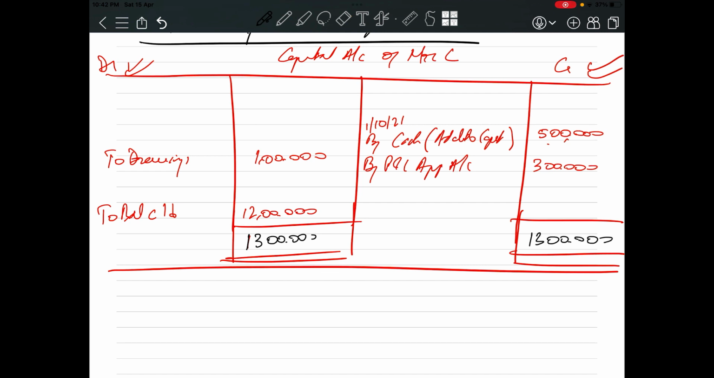Now see, there is a difference of 5 lakhs. Okay, 13 minus 8 is 5. There is a difference of 5 lakhs. So what is this difference? This is the opening balance. Okay, by balance BD. So this is the opening balance. So basically we had to calculate this. Okay, so this is how you will find out your opening balance.